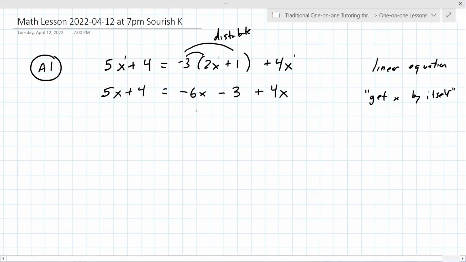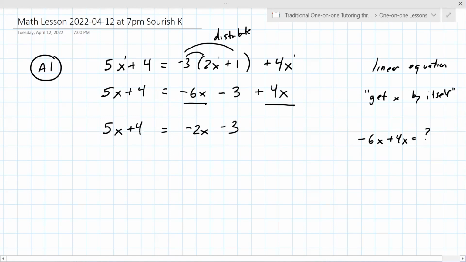Okay. Now on the right side here, you can actually combine -6x and positive 4x. What do those combine to? -6x plus 4x combines to -2x, because the 6 is more negative than the 4. Minus 3. Okay.